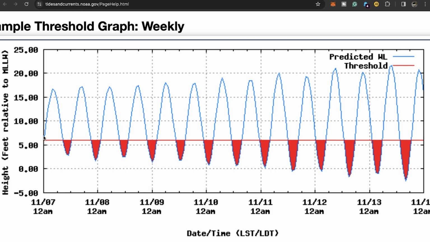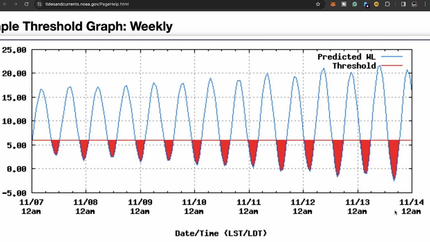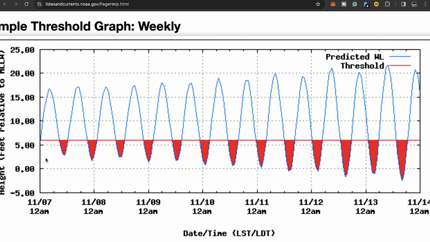So right now, what we are looking at is a blue curvy line. So what is this blue curvy line? Simply put, this is basically indications of different water heights throughout a period of time. So here we have November 7th all the way to the 14th. So this is a week time frame we're looking at.